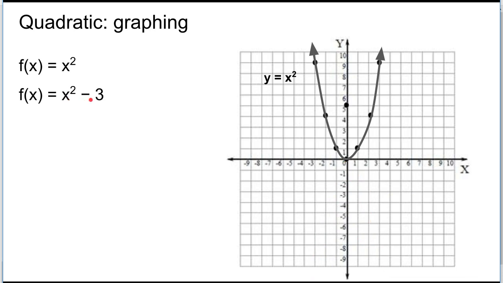And then what if I put a -3 at the end? What's going to happen to this guy now? Transformation. What's going to happen to this graph? Yeah, it's just going to shift down by 3.